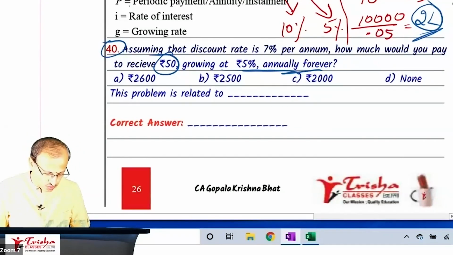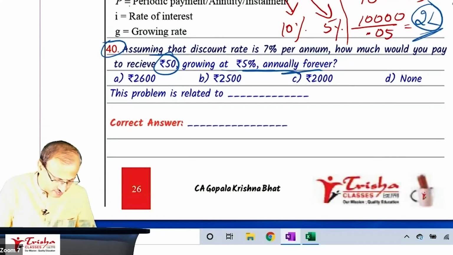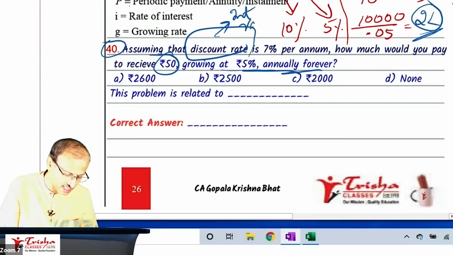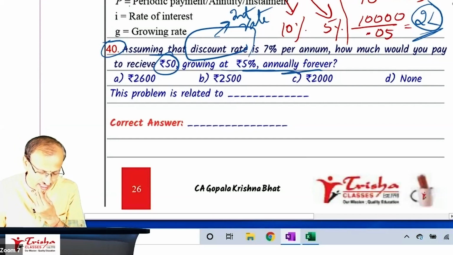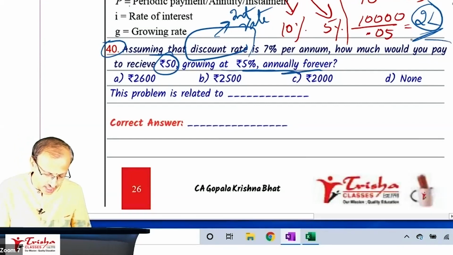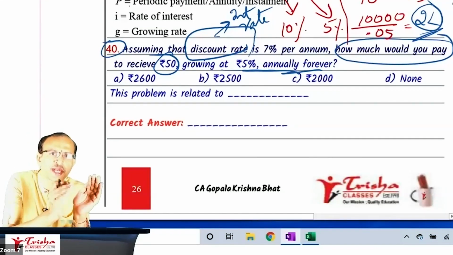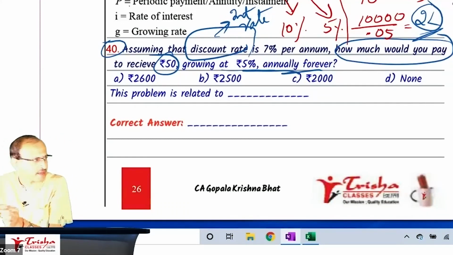The question is, you would like to receive 50 rupees, and that 50 rupees will increase by 5% every year. Discount rate is a very interesting word. You call it simply interest rate. Money is worth 7%. If that is the case, how much money should you have today? How much would you pay in order to get that money? If you pay today, every year it is 50, plus 5%, plus 5%, plus 5%, it goes on.